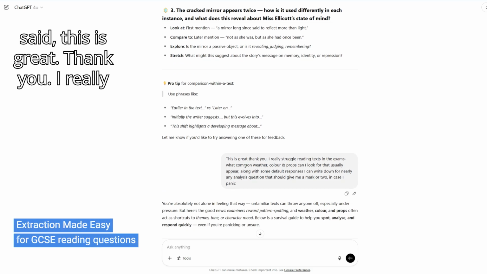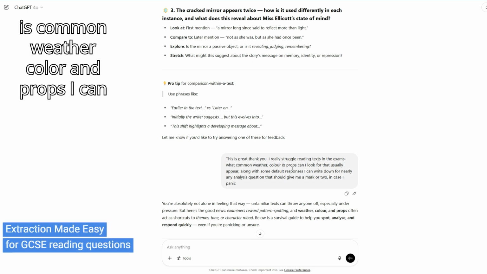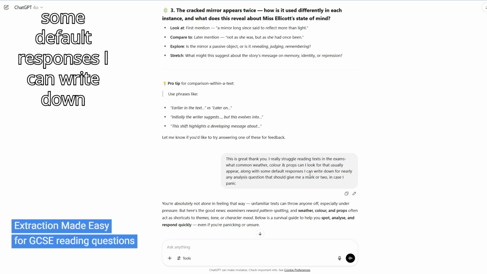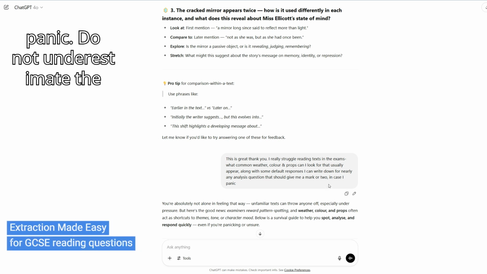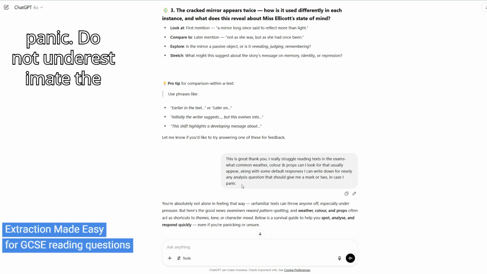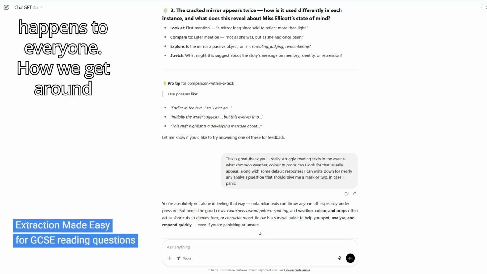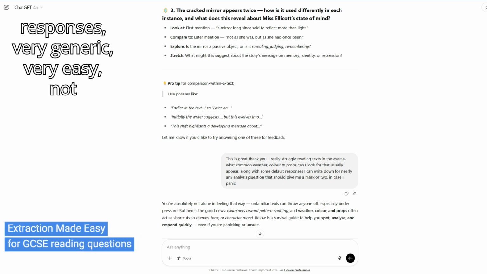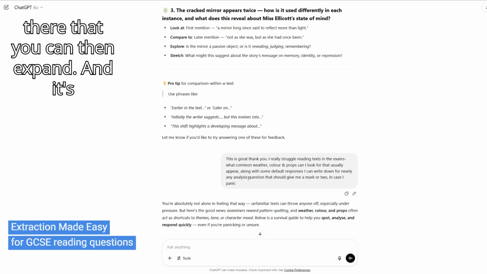So my last bit, as I said, this is great, thank you. I really struggle reading text in the exams. What are common weather, colour and props I can look for that usually appear, along with some default responses I can write down for nearly any analysis question that should give me a mark or 2 in case I panic? Do not underestimate the chance that you will panic, because it happens to everyone. How we get around this, okay, is we have some default responses, very generic, very easy, not perfect, not grade 9, but easy to get on there that you can then expand.